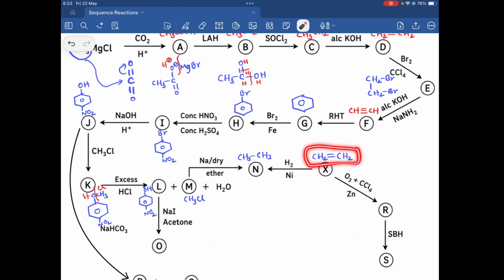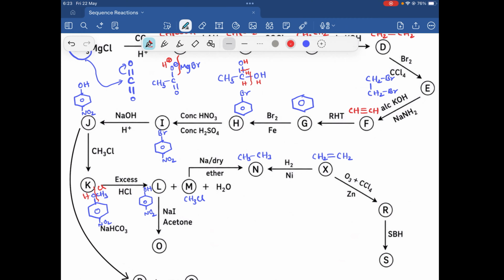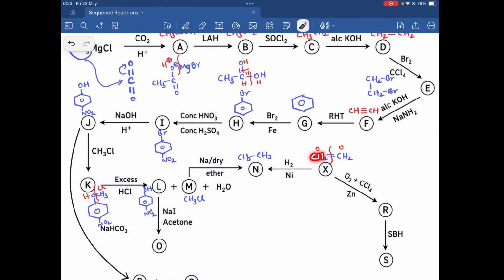CH2 double bond CH2 on reacting with O3, CCl4, Zn means this is an ozonolysis reaction. Here what is the trick? Wherever the double bond is there, you just break that, add oxygen atoms like this. Now what are the products formed? We'll get HCHO. Again you see HCHO. So the product is HCHO.